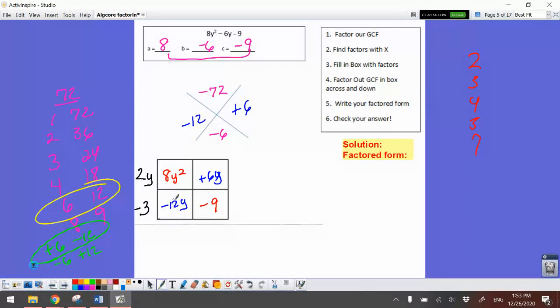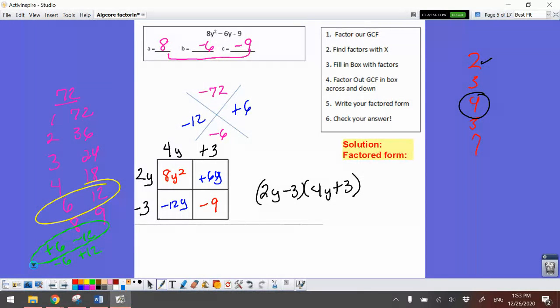What about 8 and 12? Well, I know I can take out a 2. But I know I can take out a 4 because that's bigger. So I need to take out a 4 and a y. Now remember, these two have to multiply to get 8. So if this is 2, then that needs to be the 4. And here, 6 and negative 9, I can take out a positive 3. Now notice, I'm keeping my signs with my numbers, okay? So my solution is 2y minus 3 and 4y plus 3.